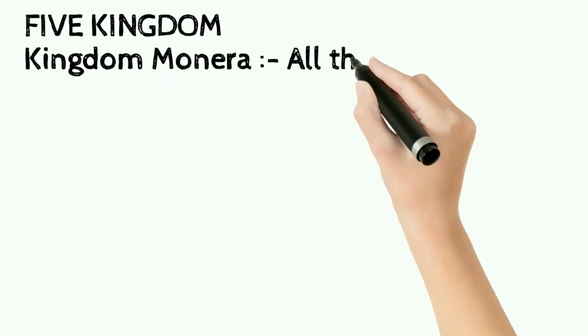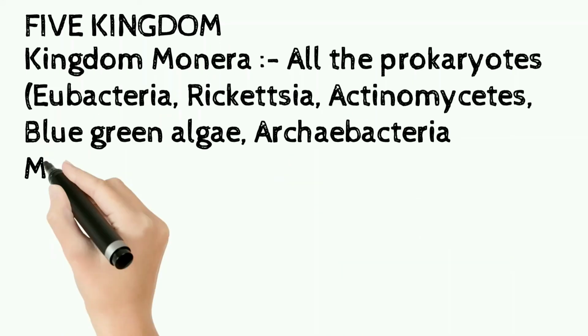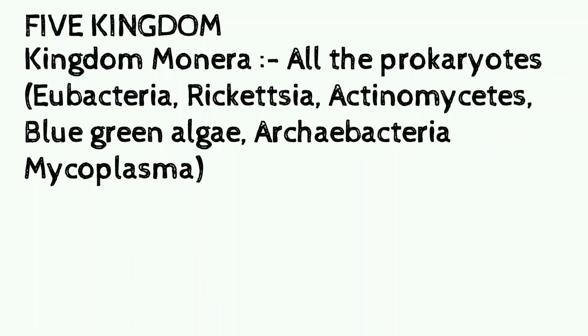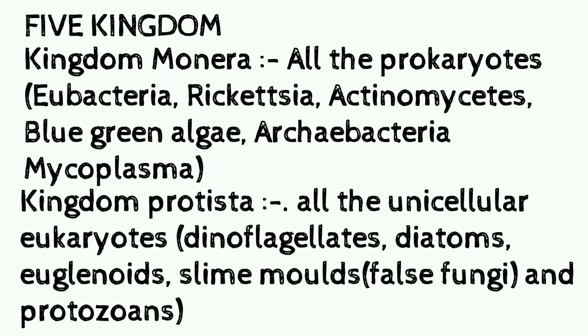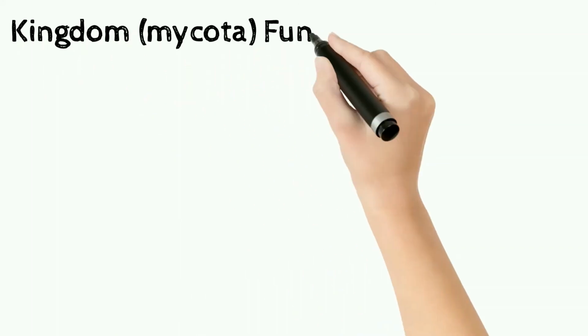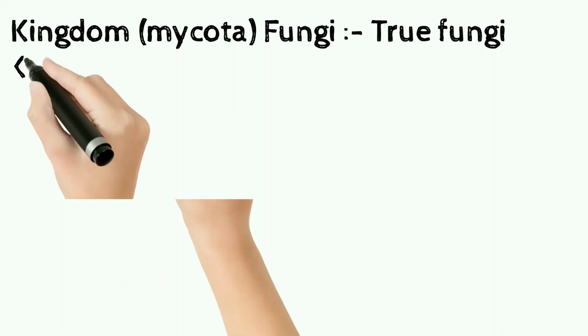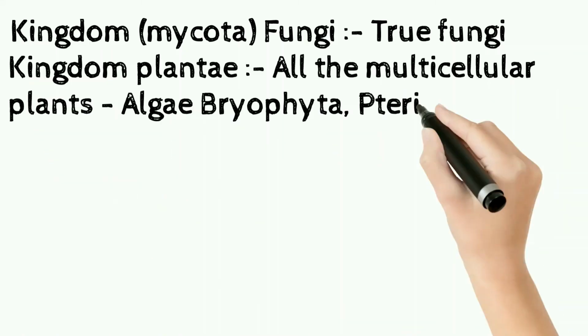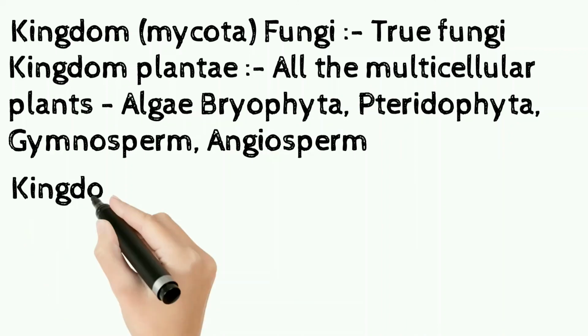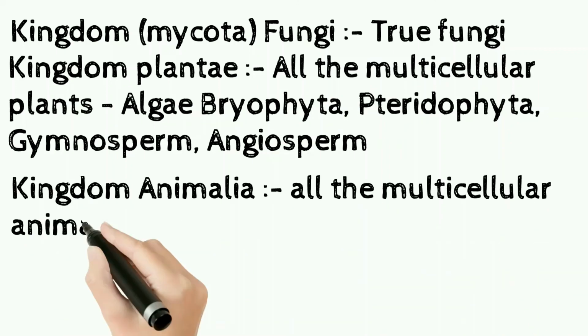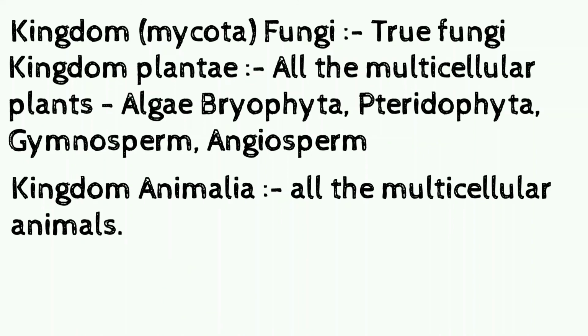Five kingdoms are as follows. Kingdom Monera, which includes all the prokaryotes: eubacteria, rickettsia, actinomycetes, blue-green algae, archaebacteria, and mycoplasma. Protista, which includes all the unicellular eukaryotes. Fungi, the true fungi. Plantae, all the multicellular plants: algae, bryophyta, pteridophyta, gymnosperm, angiosperm; and kingdom Animalia, all the multicellular animals.